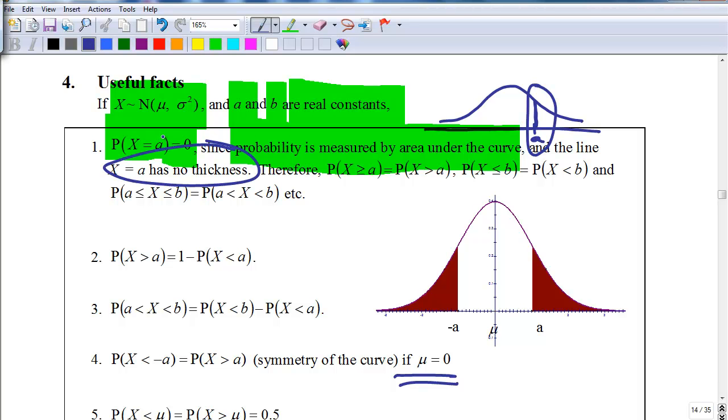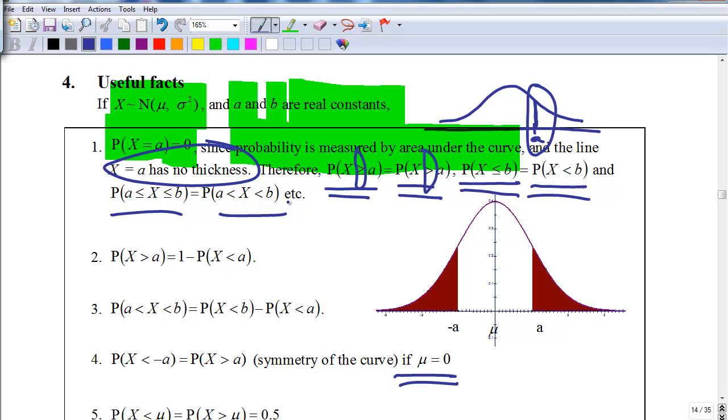Now, this has got significant meaning because if I want to find probability X bigger than or equals to A, this is the same as probability X bigger than A. The equal sign here has got no value added to probability X bigger than A. You can see this, right? If I have probability less than or equals to B, this is the same as probability less than B. And likewise for this and this.